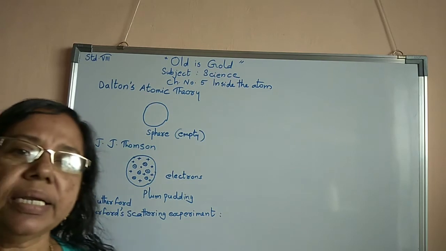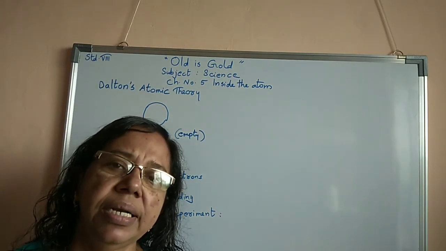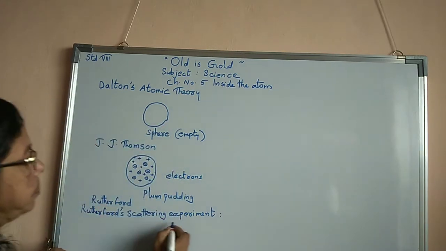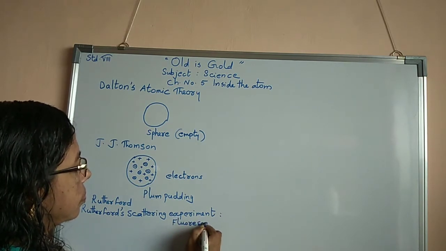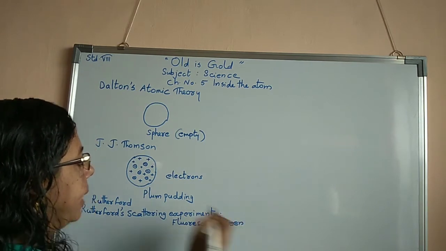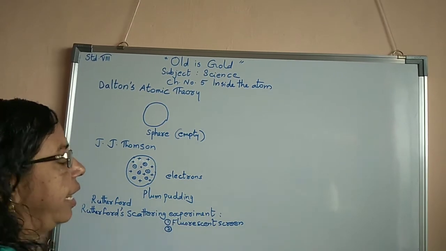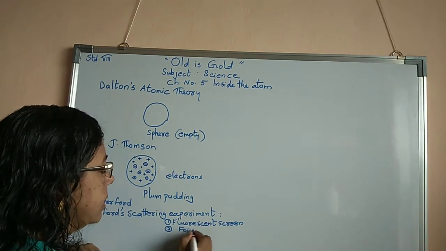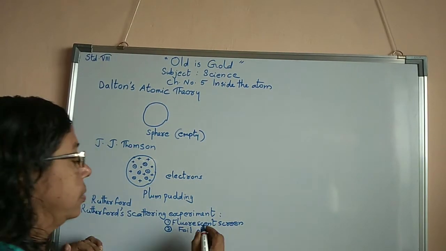Rutherford's scattering experiment. For doing this experiment, he had taken one fluorescent screen. Fluorescent means shining. So one thing, the fluorescent screen. The second thing he took was a foil of gold. Foil means a sheet of gold.